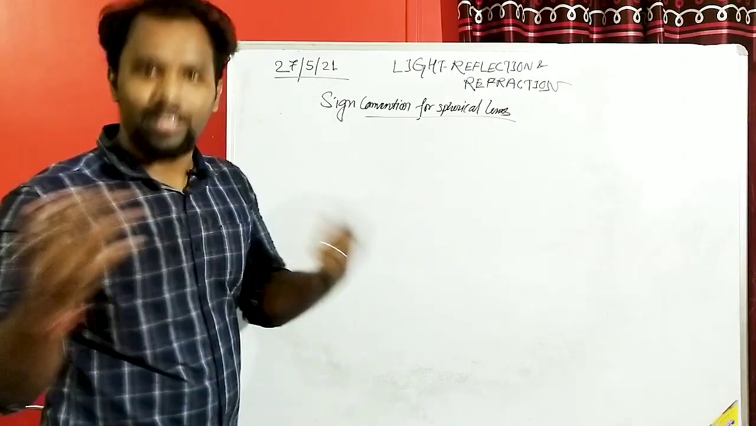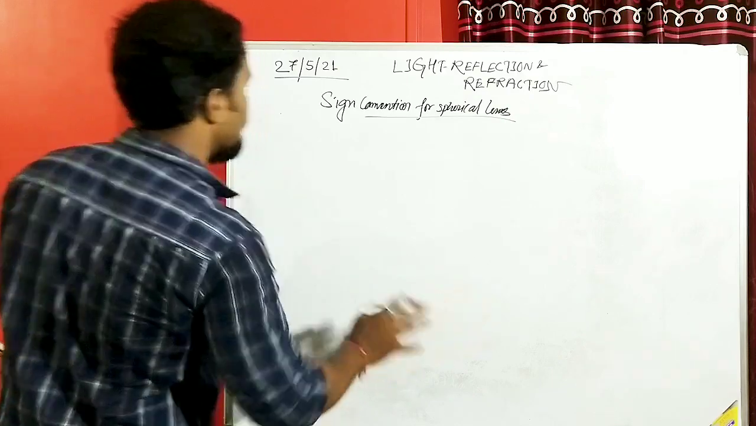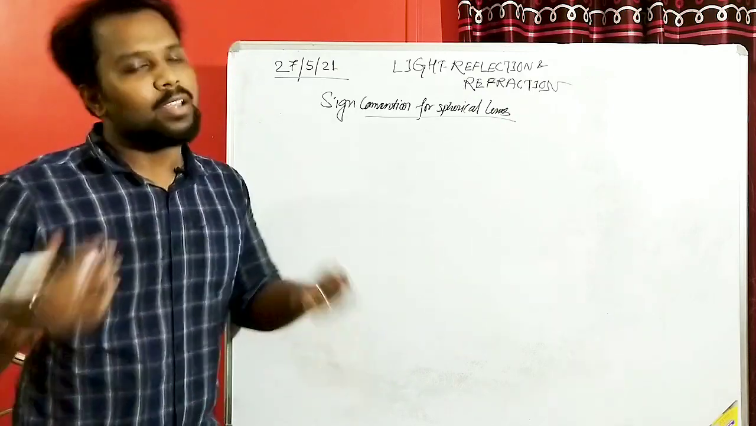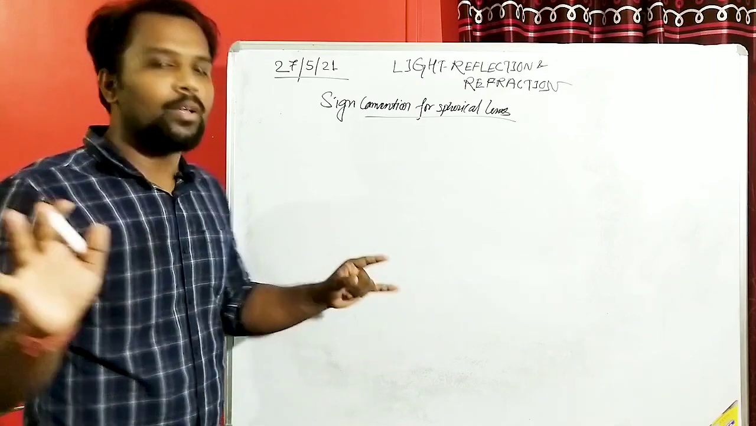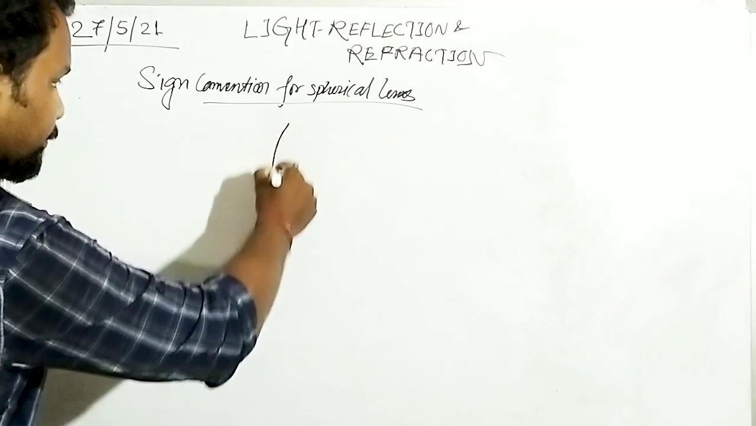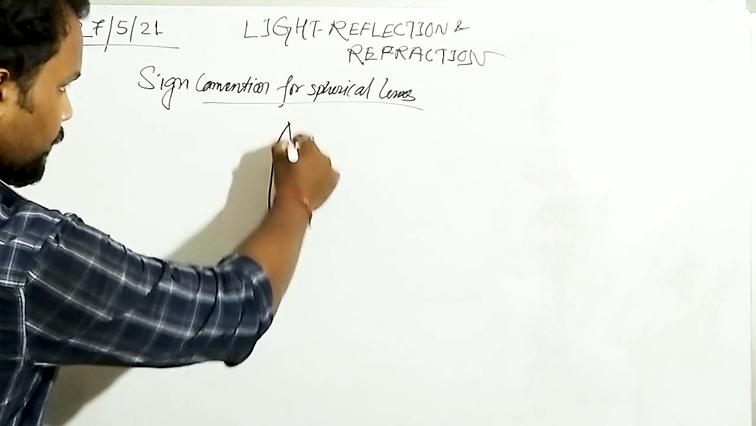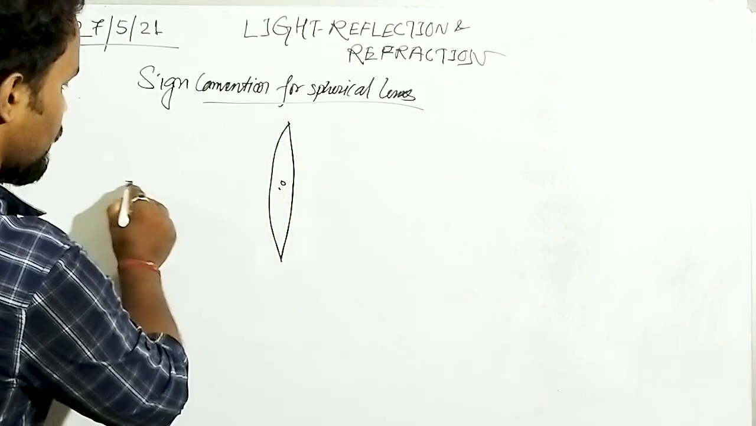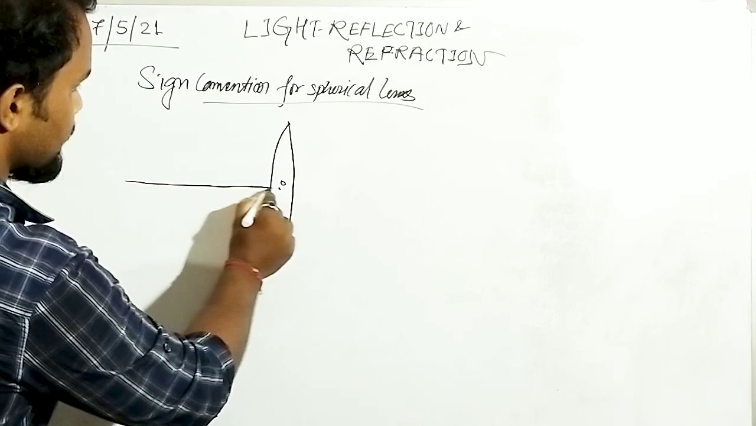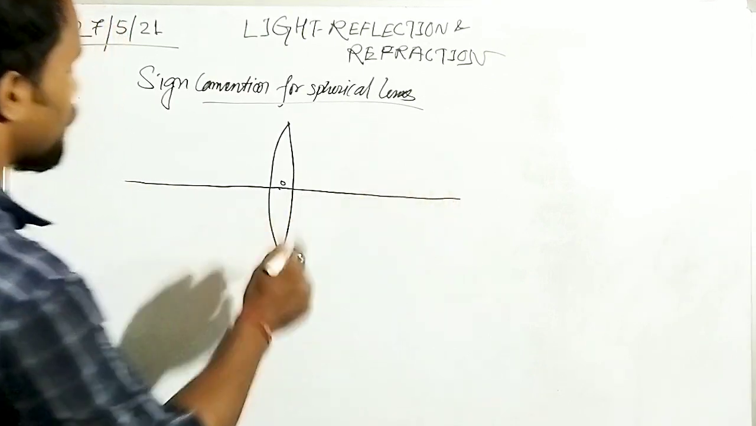First we'll consider one convex lens for our convenience, okay? If you want, you can consider the concave lens, but I have a wish to consider the convex lens. That's why I'm going to use the convex lens. Don't worry about that. So I will draw one convex lens. This is the optical center. Now I will draw one line. This is the principal axis. It will pass through the optical center.